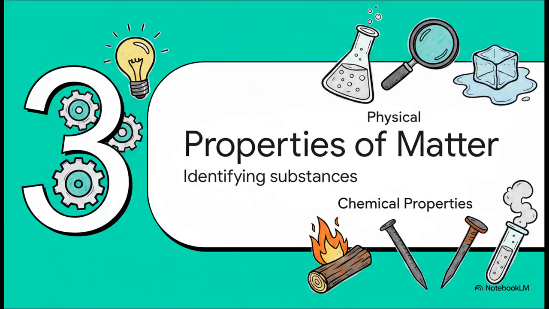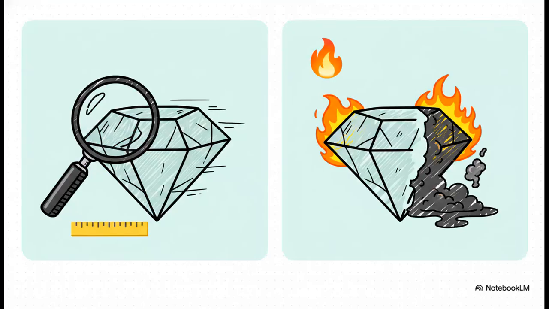All right, Section 3. Physical and chemical properties. How we actually identify these substances. There's a pretty stark contrast in how we go about identifying matter. Physical properties are totally independent of a substance's actual chemical makeup. You can measure them without changing what the object fundamentally is. But chemical properties? Those only reveal themselves during a transformation, when the matter is actively becoming an entirely new substance.